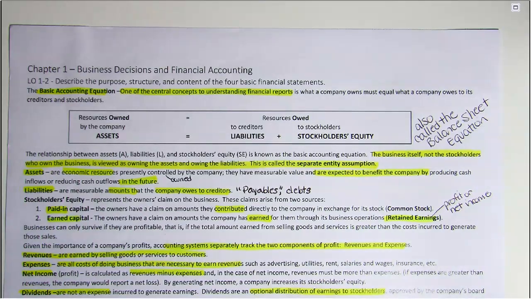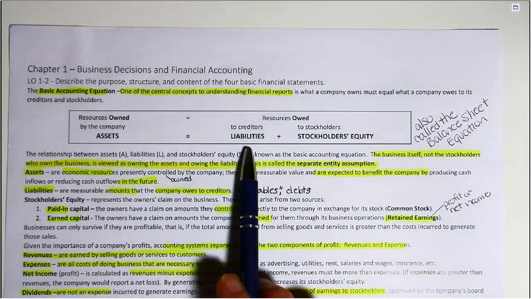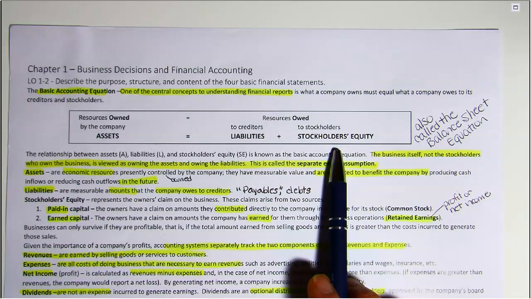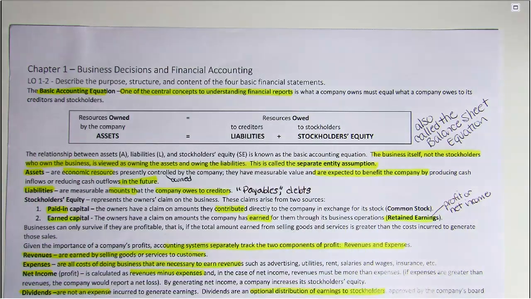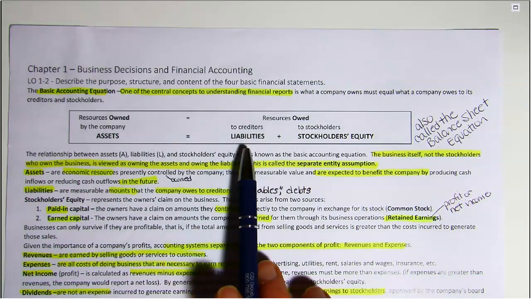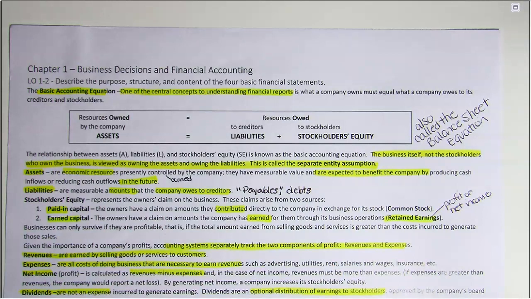Okay, so let's take a look at it. Assets equal liabilities plus stockholders' equity. And it's called stockholders' equity because we're talking about corporations. If it was a sole proprietorship, we would call it simply owner's equity. And this is a math thing. The total dollar value of the assets must equal the total dollar value of the liabilities plus the total dollar value of the stockholders' equity. So let's go through each one of these items individually.